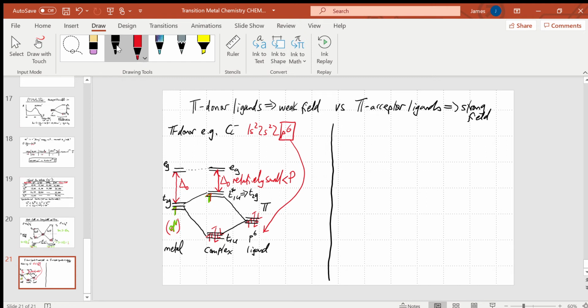So let's try and write something in words. So pi donation leads to decrease in delta O, which leads to high spin complexes.